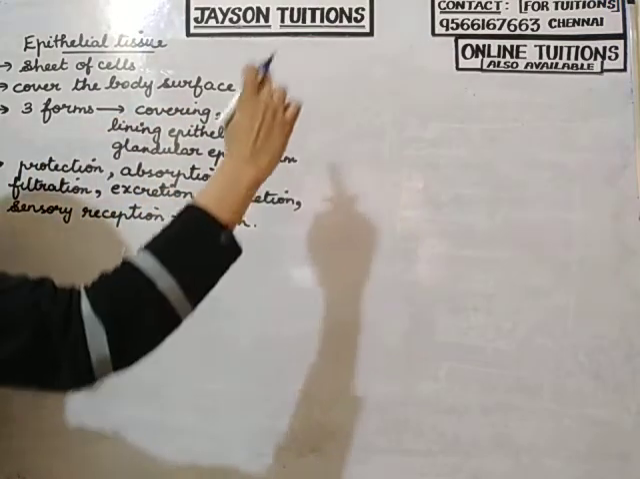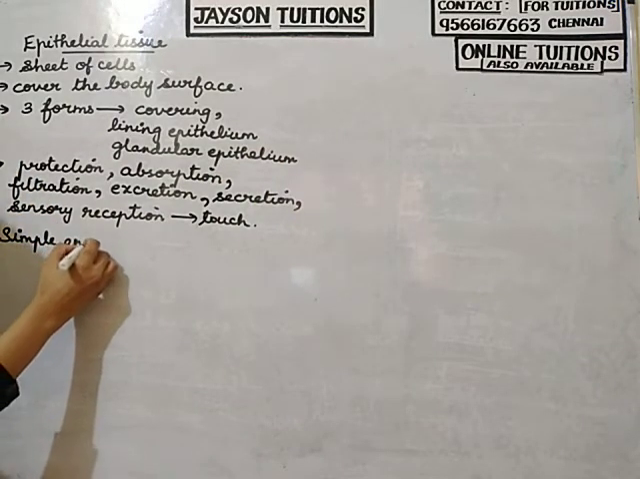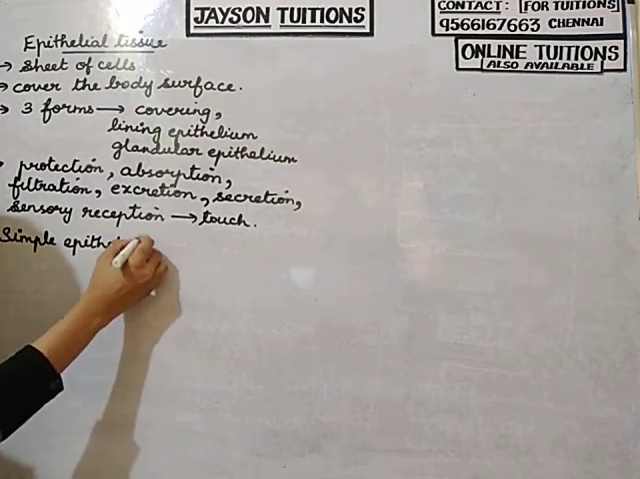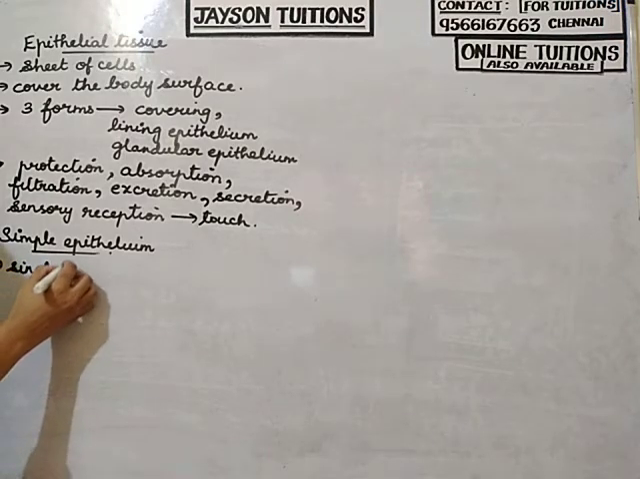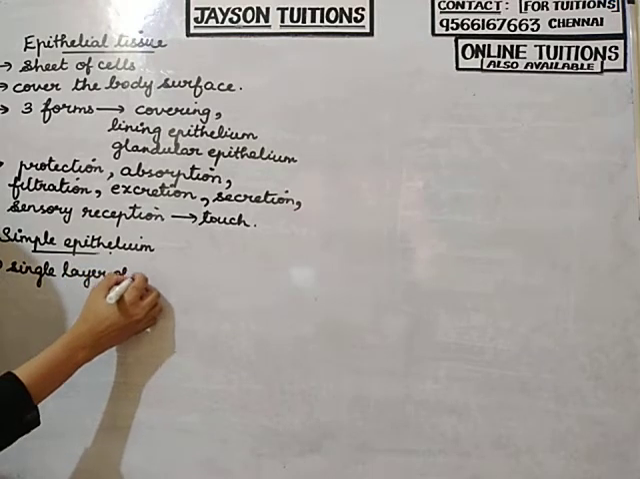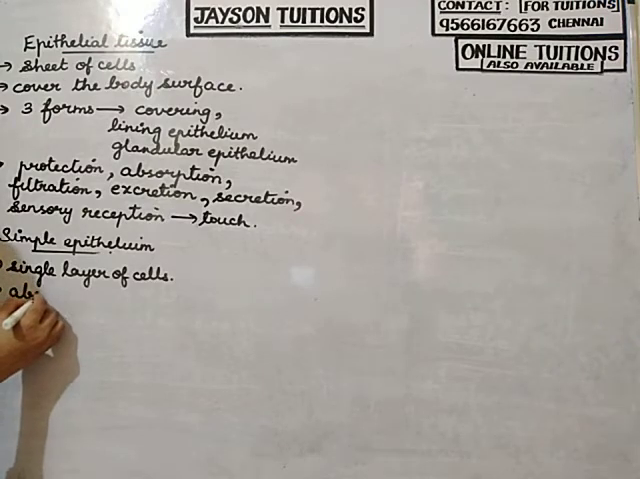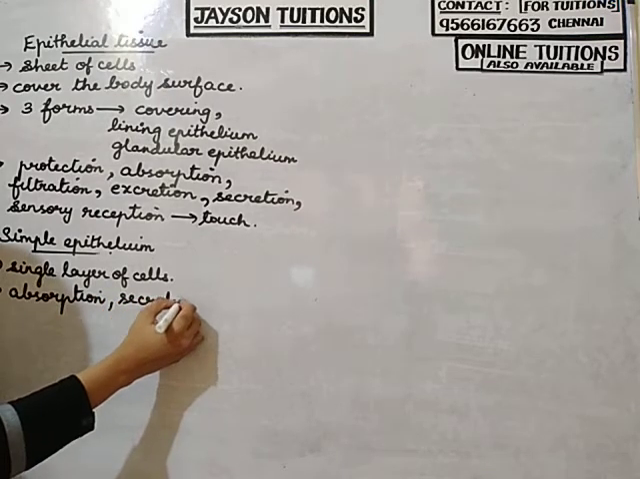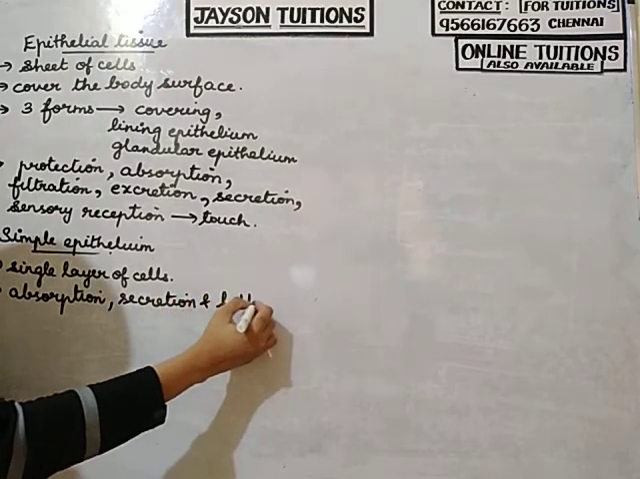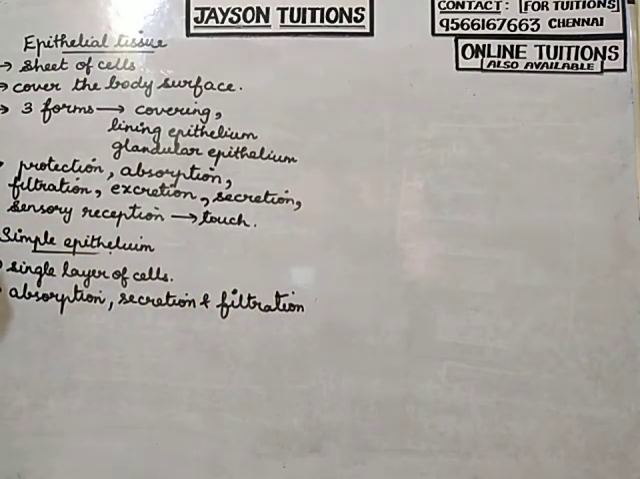It is divided into simple and compound epithelium. So first I will say, what is this simple epithelium? Simple epithelium means it has a single layer of cells. So what will it do? It will do absorption, secretion, and filtration.